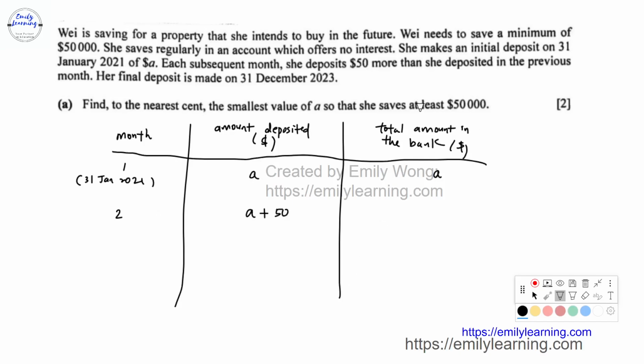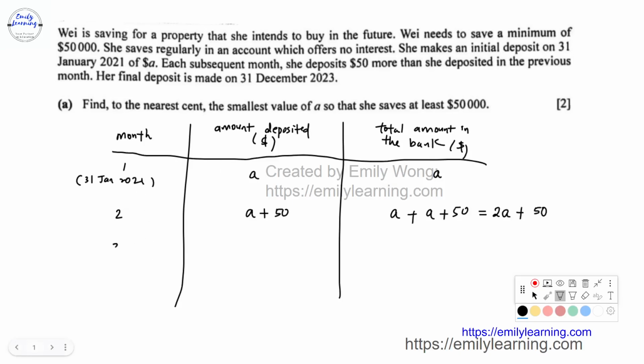Right? So the total amount in the bank will be A, this is the amount at the end of the first month, plus the amount deposited, A plus 50. So the total amount in the bank at the end of the second month will be 2A plus 50.